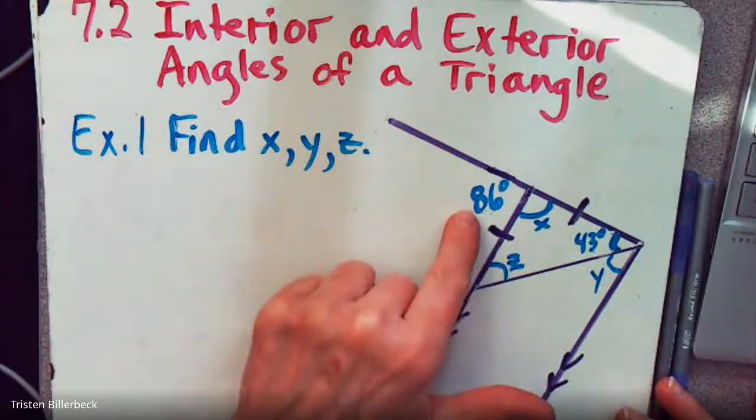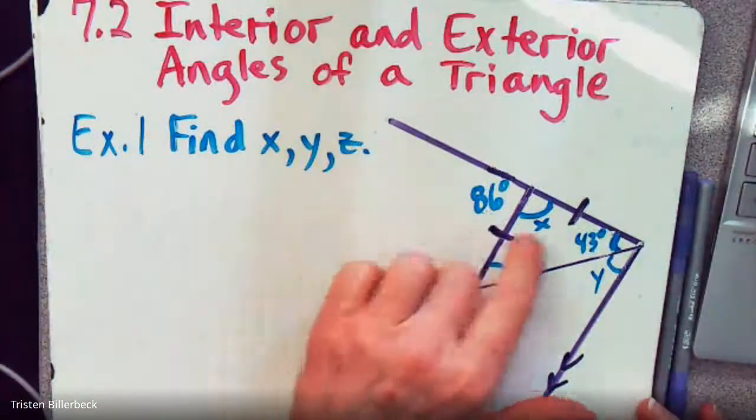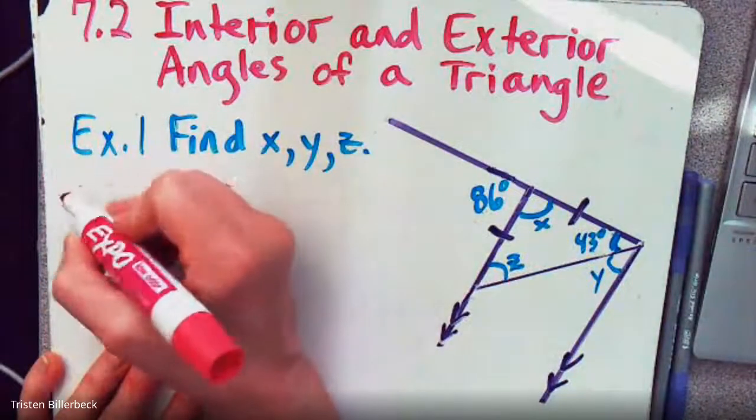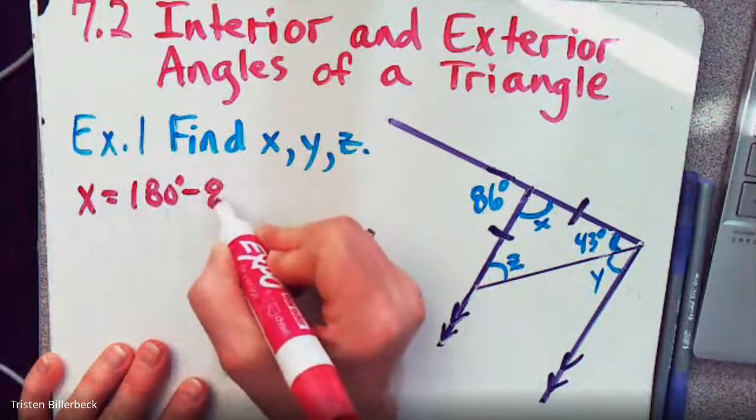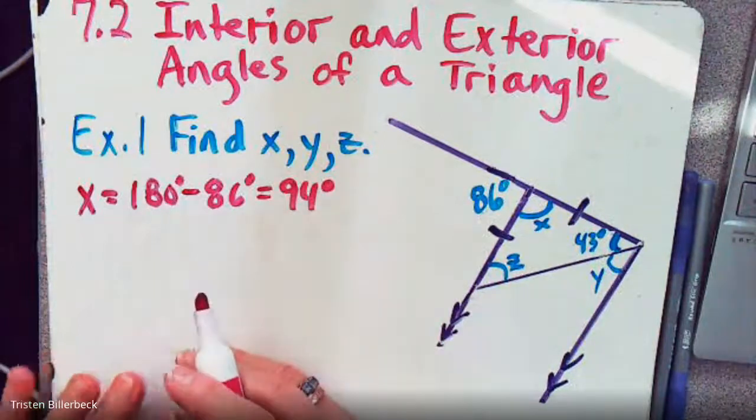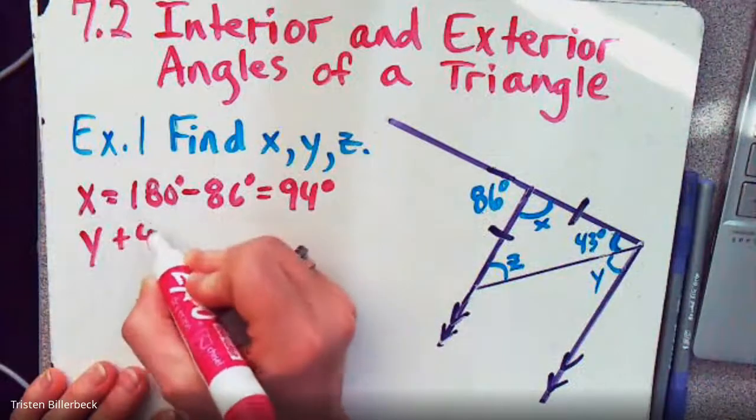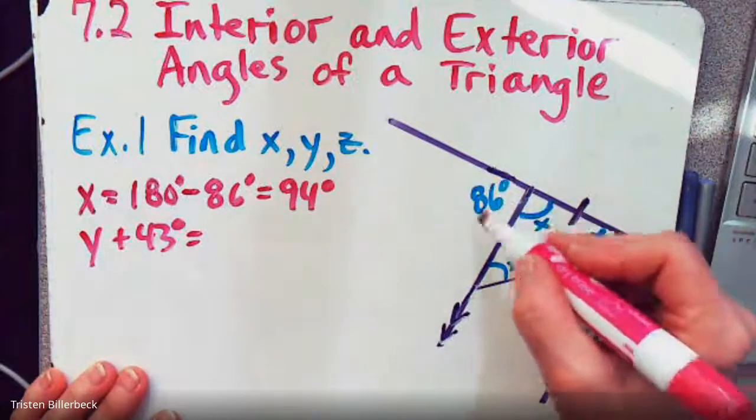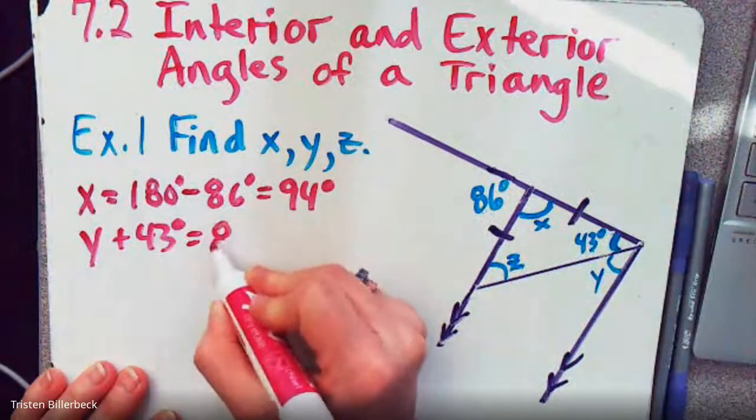That gives us that 86 is a corresponding angle to 43 and y. It also is supplementary to x. So let's find x. x equals 180 degrees minus 86 degrees, which gives us 94 degrees. Then we know that y plus 43 degrees equals 86 degrees because these are corresponding angles.